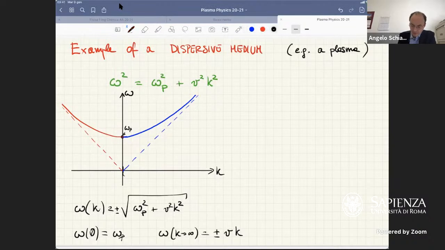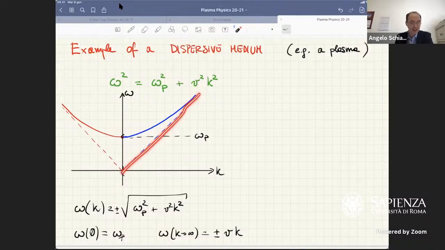Let me write here: this value is omega p, as I showed here. So this is the dispersion relation. The non-dispersive relation, you remember, is represented by these two straight lines, where the phase velocity and the group velocity are the same. It means that the slope of the dispersion relation is not changing in k-space.